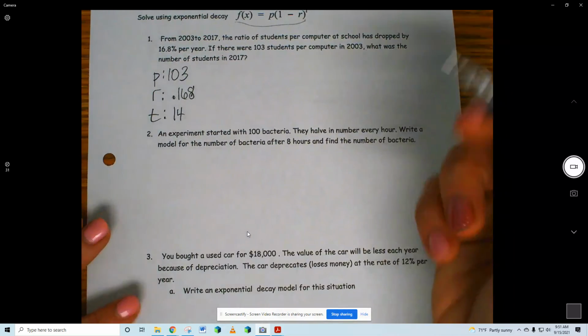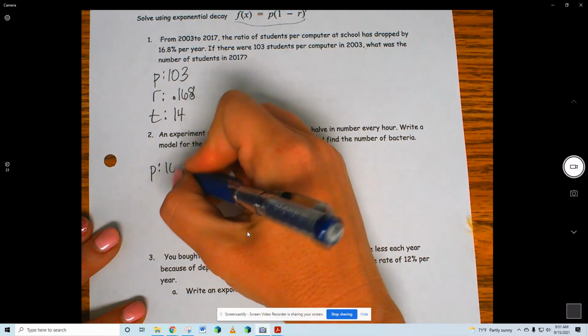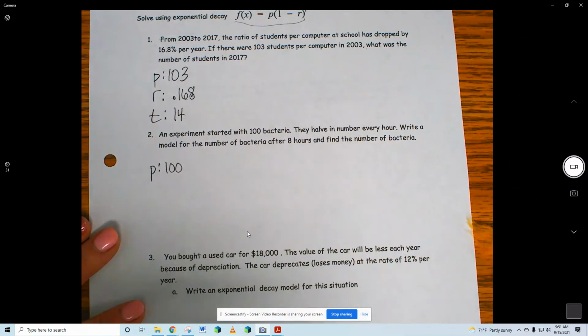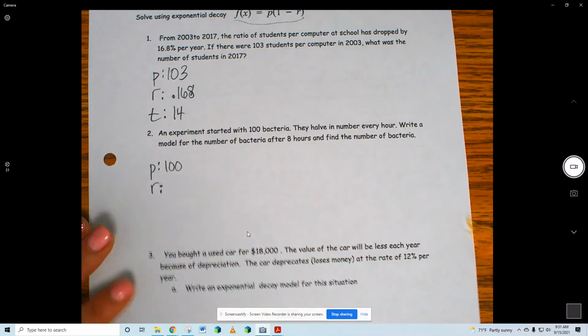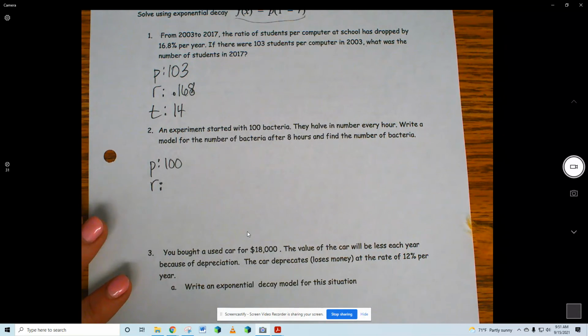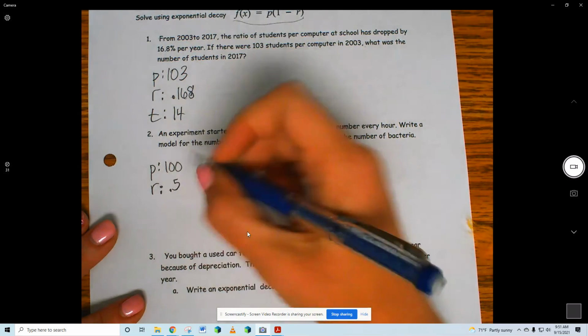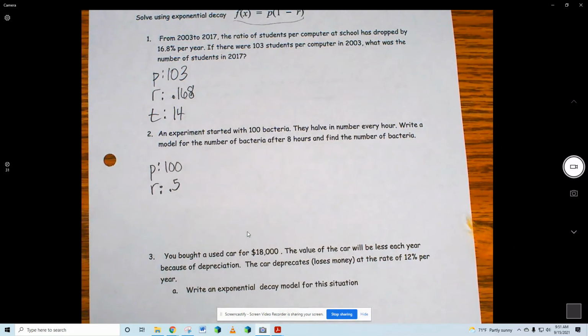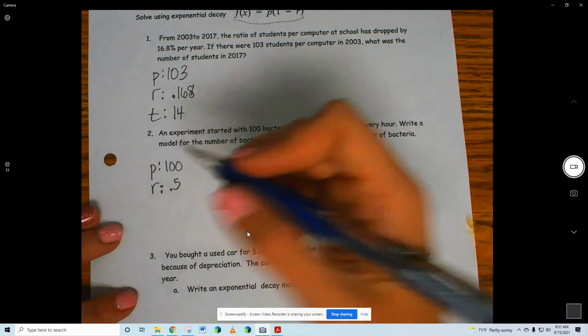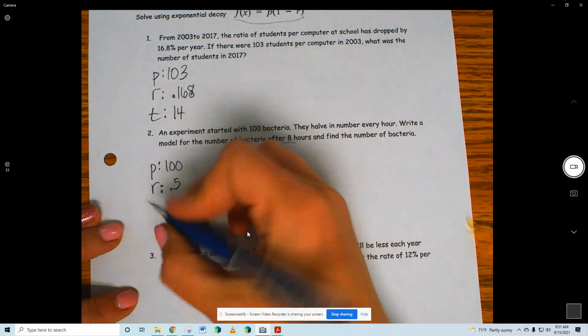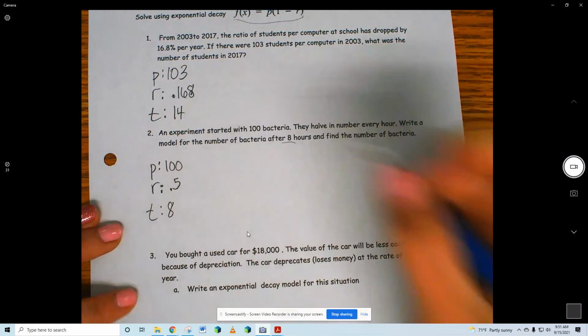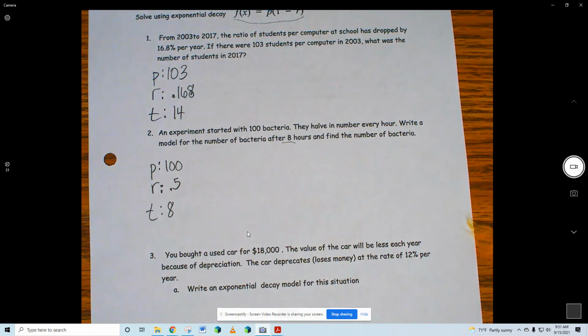An experiment starts with 100 bacteria. That's my P. That's my starting point. They halve in number every hour. Ooh, my rate. Half. You guys, half. What's half? 0.5. That's the decimal form of 1/2. Write a model for the number of bacteria after 8 hours. Time, 8. Remember, all today is 1 minus something.